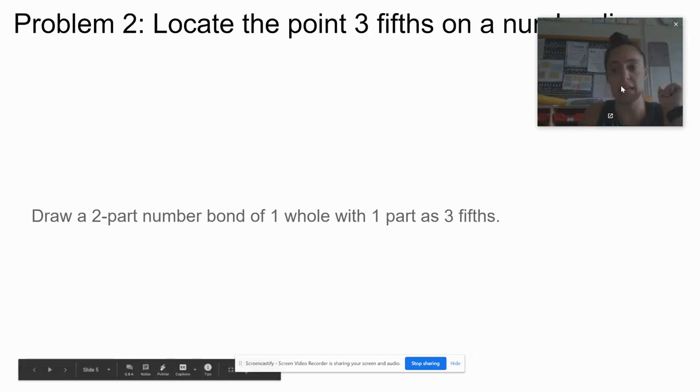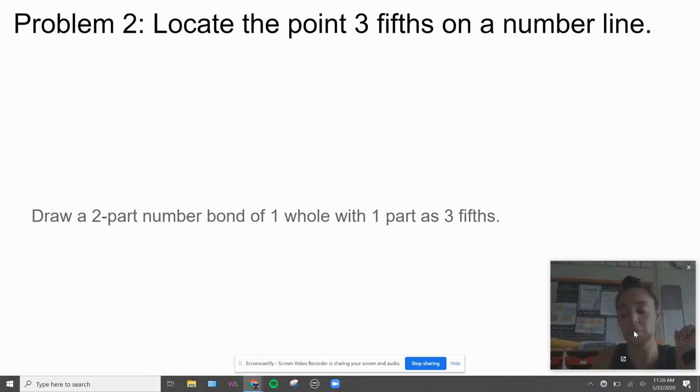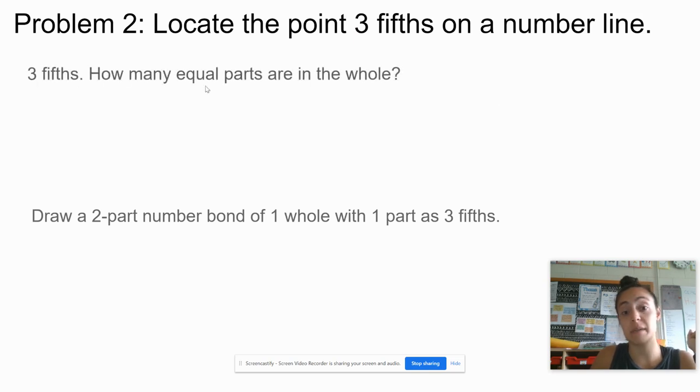So let's try it again. As I'm going, you can also pause the video and start doing this yourself as well. So I need to locate the point 3/5 on a number line. So my fraction that I'm working with is 3/5. So again, 3/5, how many equal parts are in the whole? So how many total pieces will I need? And I see it is 5, so fifths.